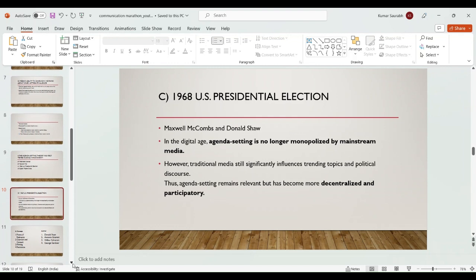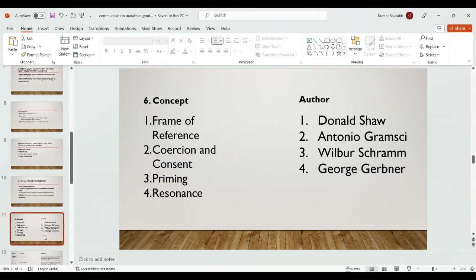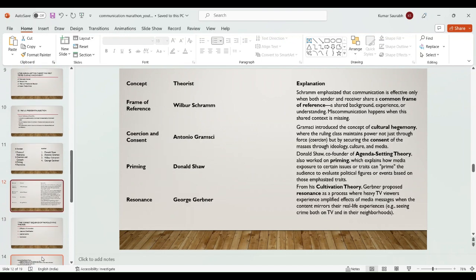Now comes the next and the last question. It is concept and the author. You have to connect the concept with the right author. So there are the concepts of frame of reference, coercion and consent, priming and resonance. And here are the authors: Donald Shaw, Antonio Gramsci, Wilbur Schramm, and George Gerbner. So without wasting much of your time, let me just crack this.